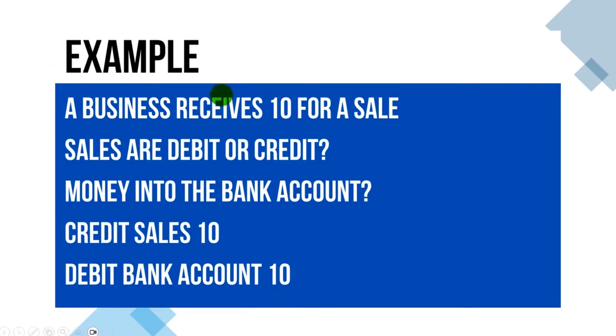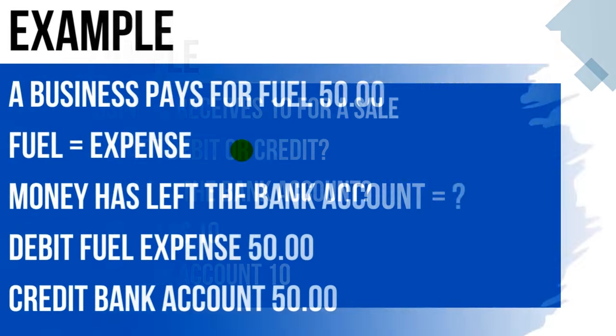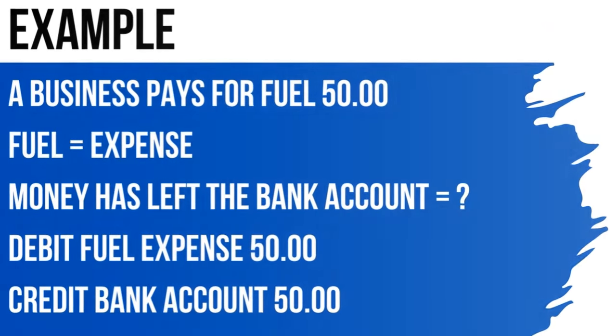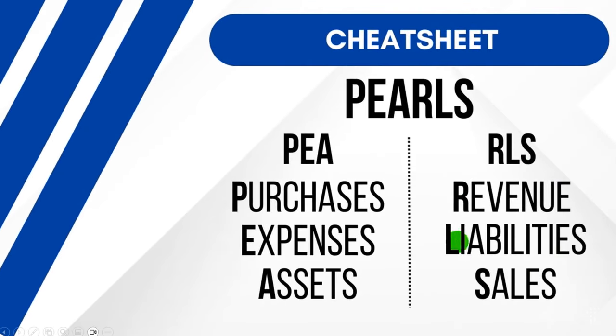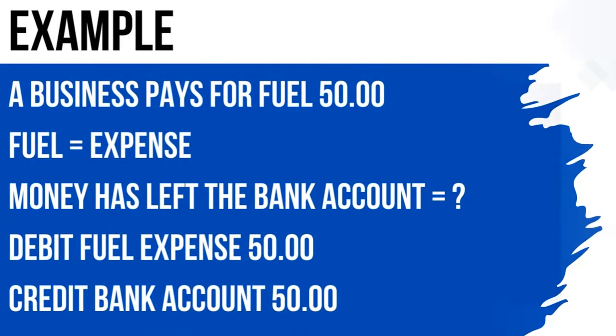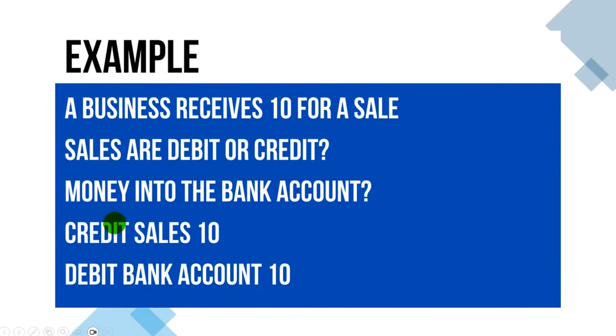A business receives 10, once again that could be euros, pounds, dollars, for a sale. Are sales debit or credit? Think back to PEARLS. Where is sales on the table? It's on this right side. S for sales, that's a credit. So sales credit. So let's bring this back up. Credit the sales account, 10.